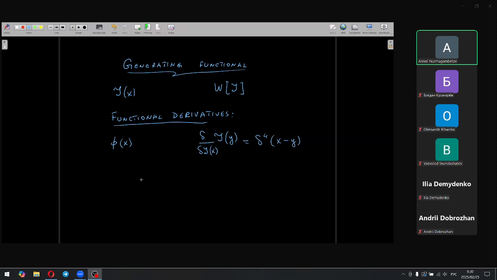Then, if we have the combination of the integral over some variable y of J(y) multiplied by some function f of the coordinates y, and then we apply to this combination a functional derivative over the external source J at point x, that means, according to this main rule, that the functional derivative gives a delta function. Integration over the delta function multiplied by the function f leads to the function f at the point x.